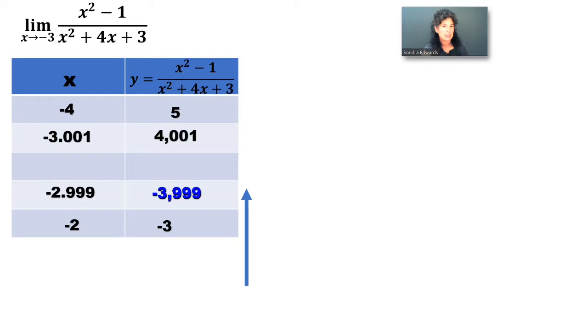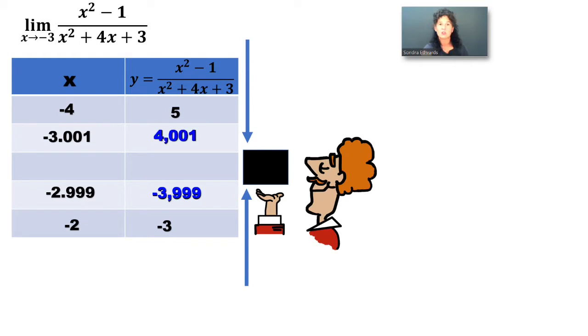-3,999. But as I substitute numbers getting close to -3 from the left, I'm getting close to 4,001. Well, we're not coming into the same number. From the left side, we're going really high, 4,001. But from the right side, we're getting really, really low, -3,999. So the limit does not exist.